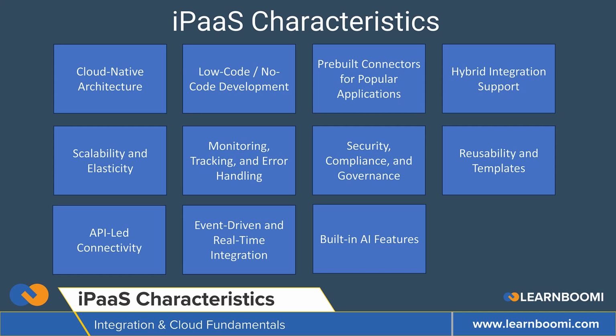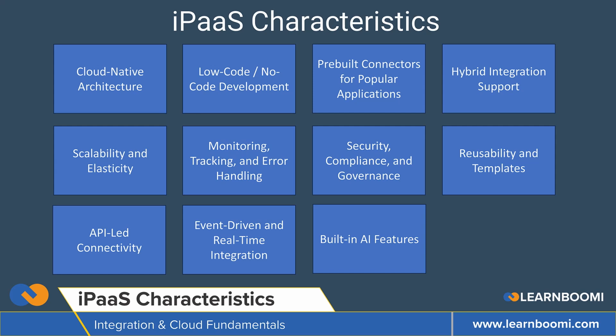Next is security, compliance, and governance. iPaaS platforms are built with enterprise-grade security, which means it includes encryption, role-based access, API security, audit trails. It has compliance with SOC 2, GDPR, HIPAA depending on the vendor. Let me give you an example. A banking company integrates customer account data between the systems. The iPaaS ensures secure transmission, access control, and audit logs to meet regulatory requirements.